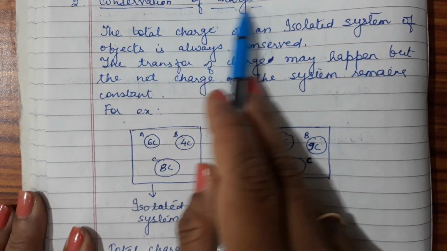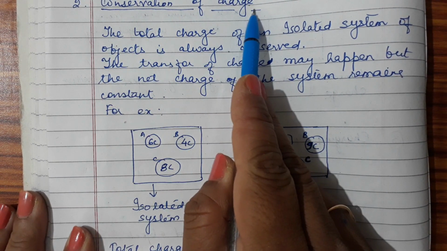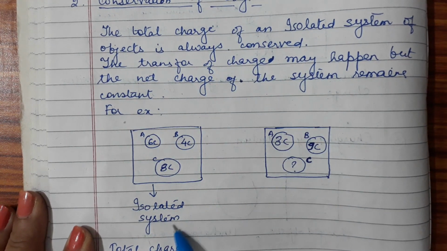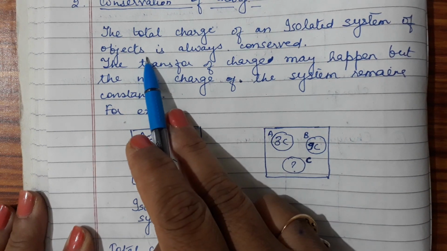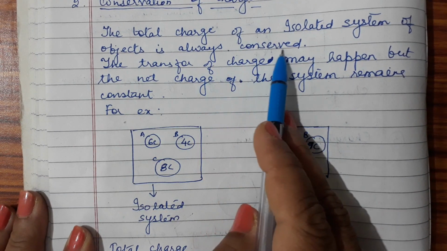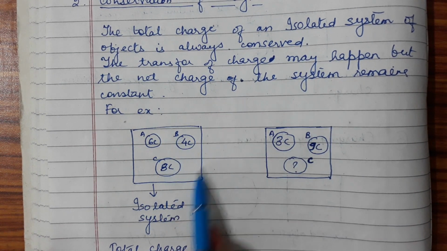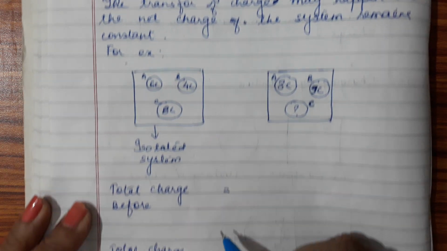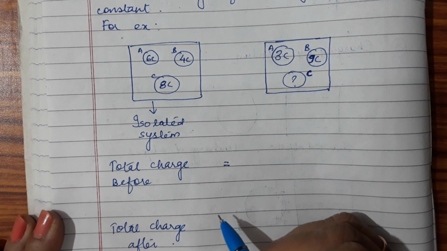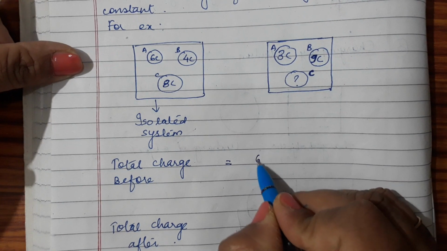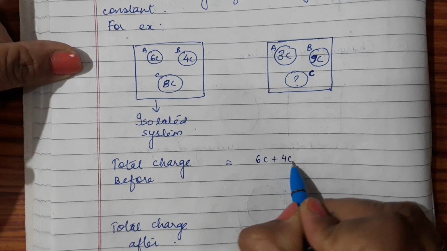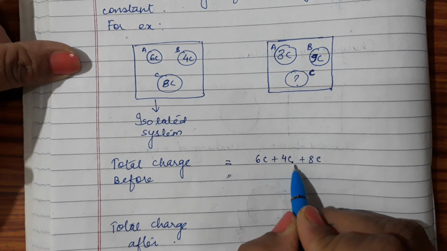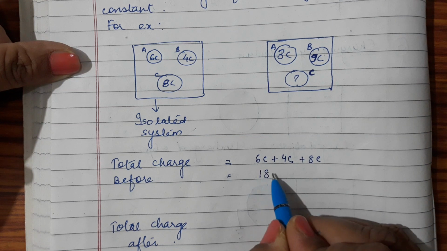By conservation of charge, what does it tell us? It tells us that the total charge of an isolated system of objects is always conserved. So the total charge of this system before we shook it is 6 coulomb plus 4 coulomb plus 8 coulomb. 6 plus 4 is 10, 10 plus 8 is 18 coulomb.